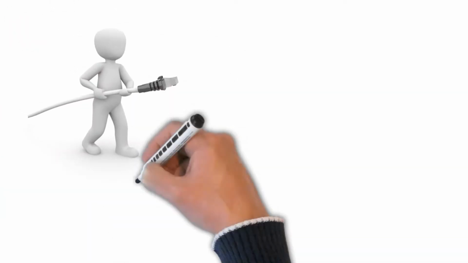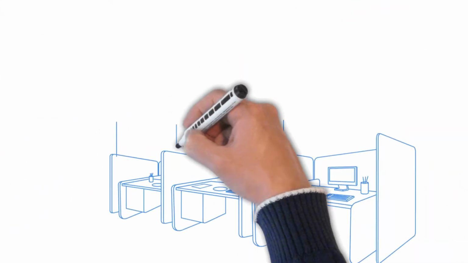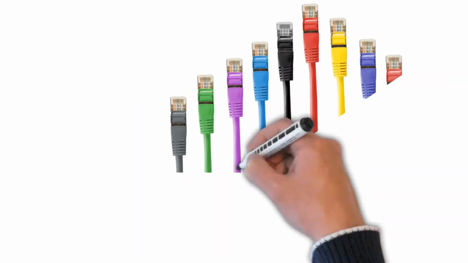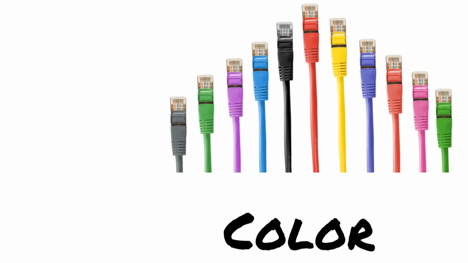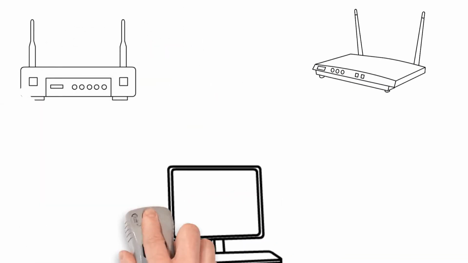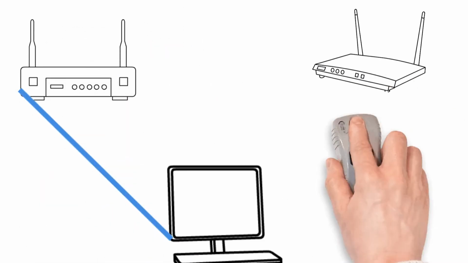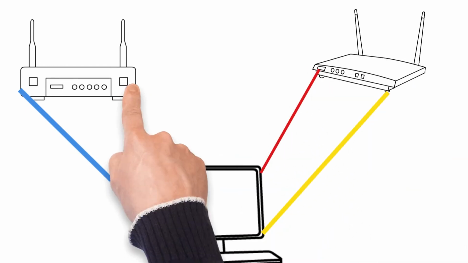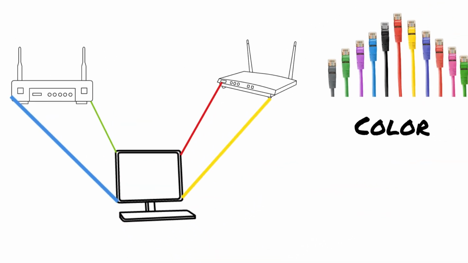The next thing to consider is the length of the cable. Cables come in different lengths, so make sure you choose one that will be long enough for your needs. Another thing to consider is the color of the cable. When there are many cables connecting to the Ethernet switches or routers, the color will help to track the cables and make sure the right cable is connected to the right position. It is also better for cable management.